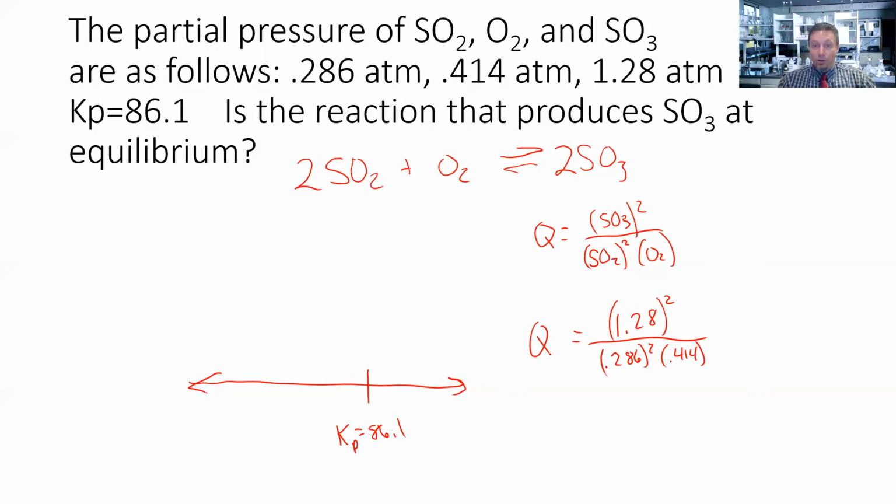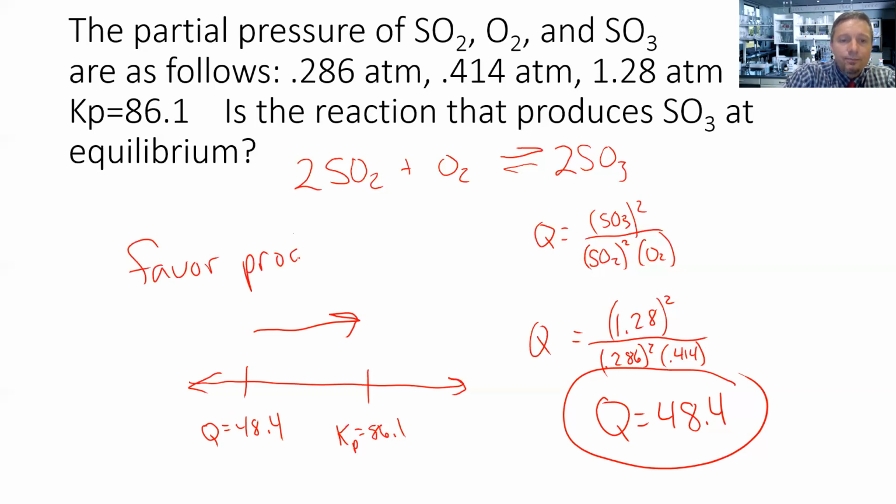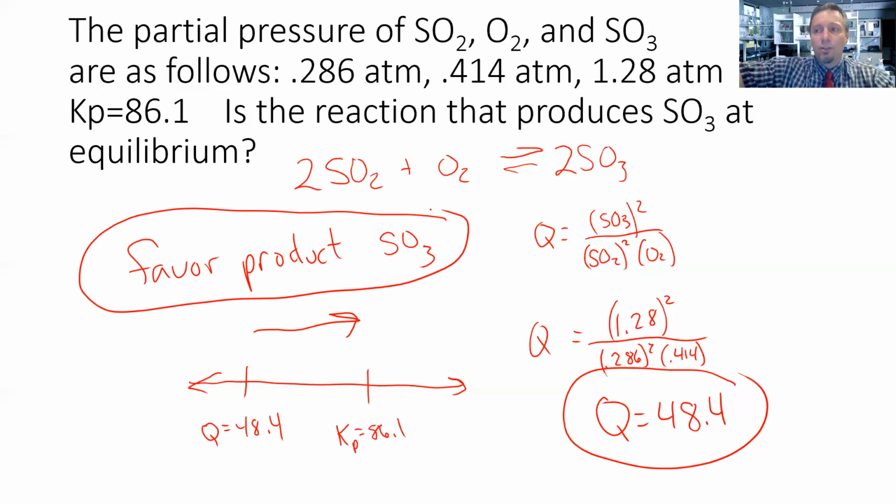So now let me get my calculator going here. So I got 1.28 squared divided by 0.286 squared times 0.414, and close my parentheses. And it comes out to, let's see, 3 sig figs I need. So 48.4. So Q equals 48.4. All right, now I know right away this is not at equilibrium. So I'm going to take my line and I'm going to plot it. And I'm going to put Q over here, 48.4. So by placing that, this reaction is going to be product favored. So it is going to proceed to the left, and it is going to favor product. So the formation of SO3.